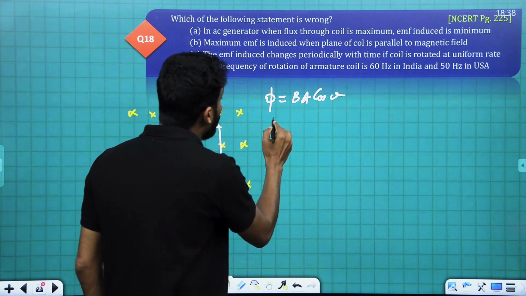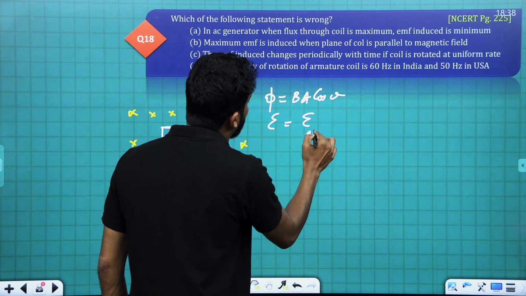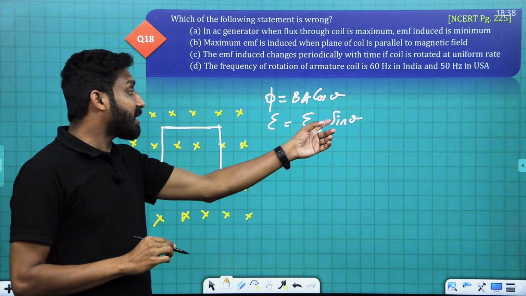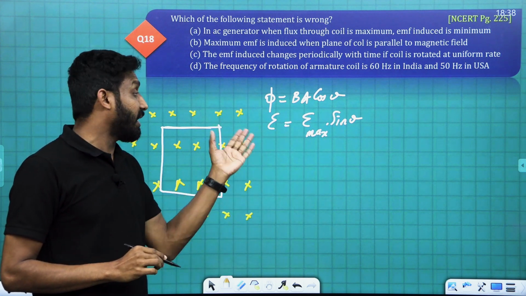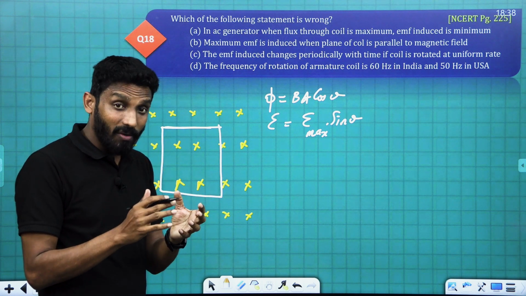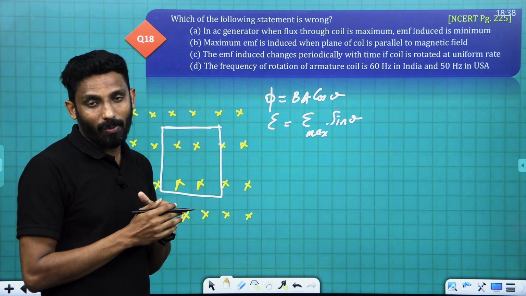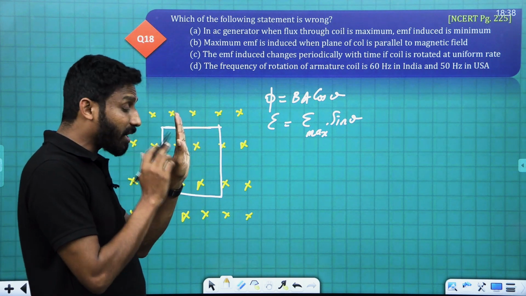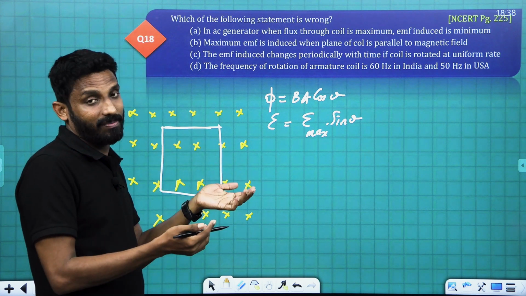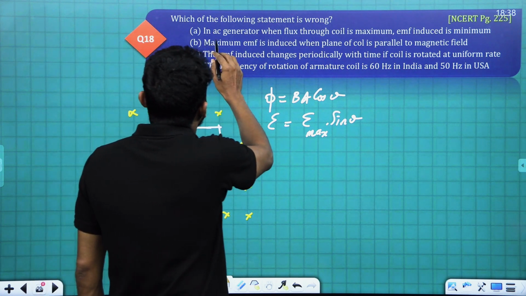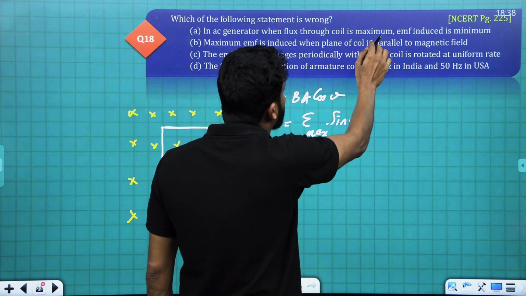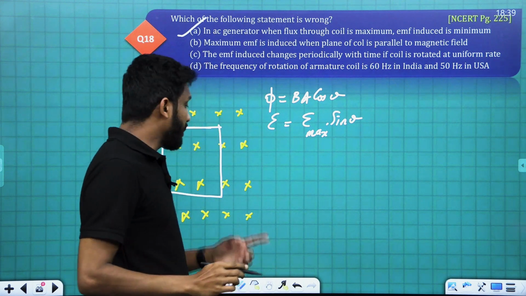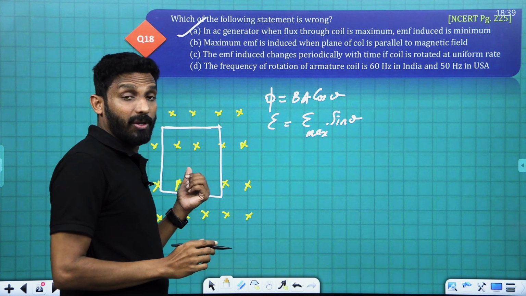And the EMF induced is E equal to E max into sin theta. But theta here now is 0, sine 0 is 0, and the EMF induced in this orientation is 0. When flux is maximum, EMF is 0. And when the coil turns by 90 degree, now flux becomes 0 and EMF becomes maximum. Clear? Now what about the options? In AC generator, when flux through coil is maximum, EMF induced is minimum. Okay, that is correct. In this orientation, flux is maximum, EMF induced is minimum.